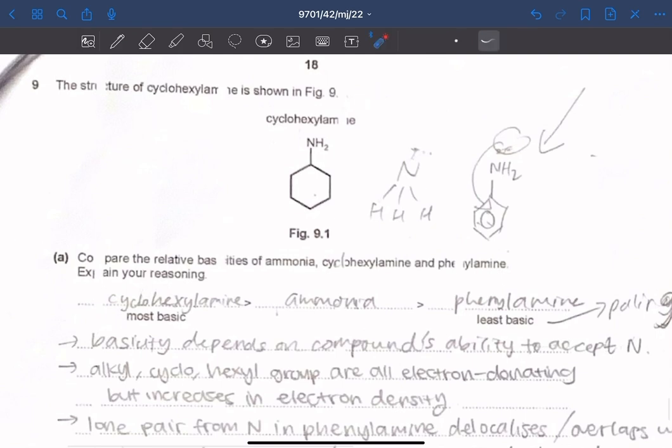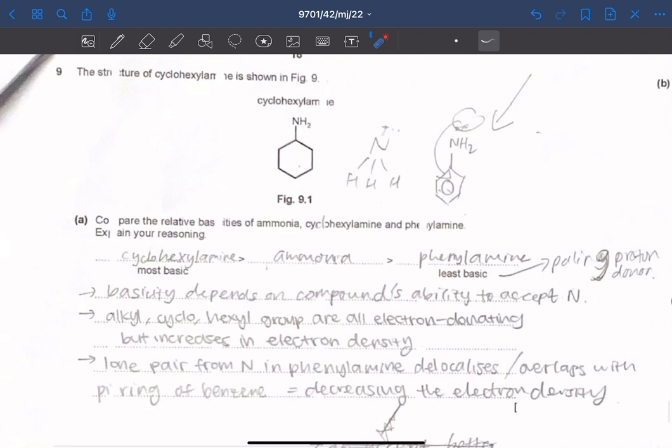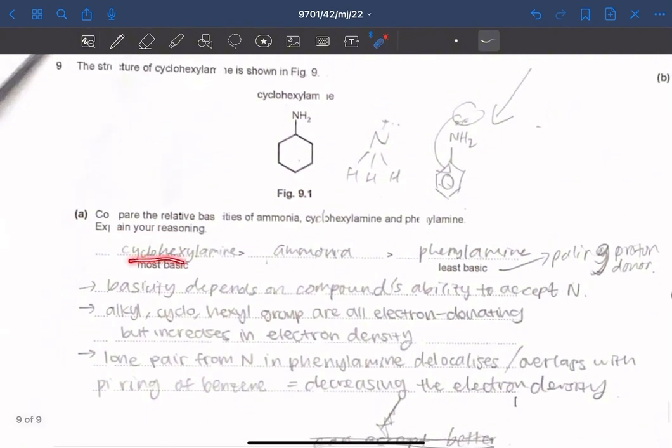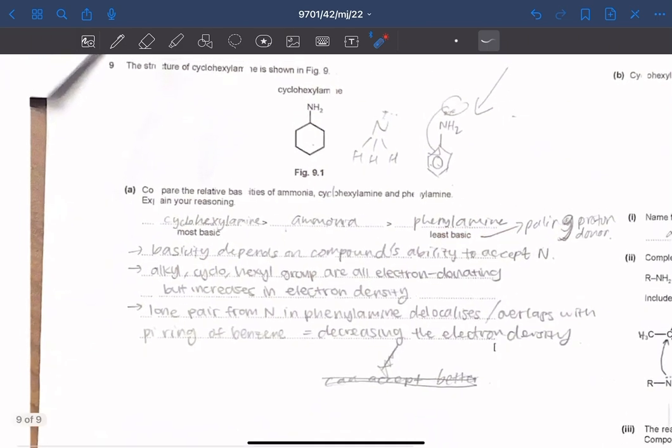Number 9. The structure of cyclohexylamine is shown in figure 9.1. So compare the relative basicities of ammonia, cyclohexylamine, and phenylamine. Explain your reasoning. So it's actually cyclohexylamine is more basic than ammonia, which is more basic than phenylamine. So basicity depends on the compound's ability to accept H+.